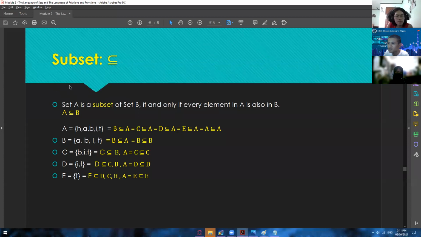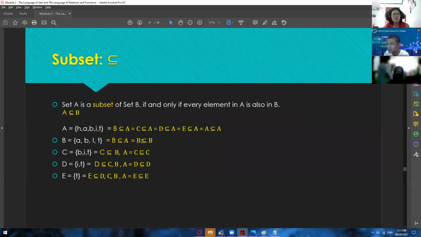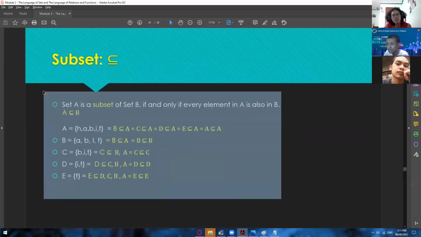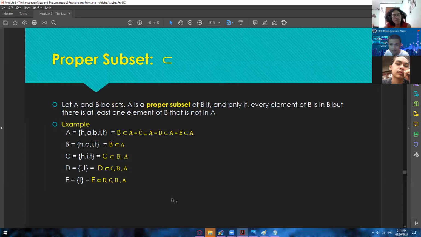Oops. Okay, so we have already answered this one. I don't know why it is here. So we will skip this subset and proper subset topic, since we have already discussed this a while ago. But just in case you need more examples or clarification, these are the answers. The same with this one, for the proper subset.